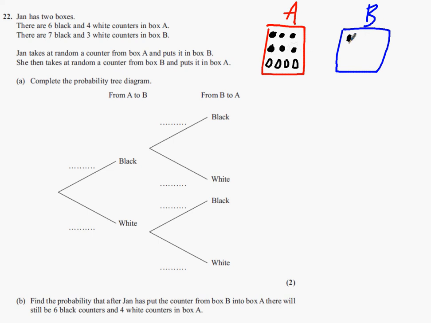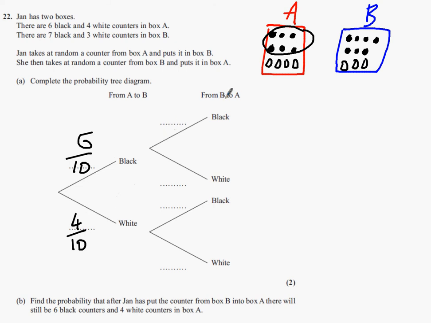And over here in box B there are 7 blacks and 3 whites. There's the 7 blacks and here are the 3 whites. Okay, so the probability of picking out a counter that is black from box A is 6 out of 10. Remember that it has to be a fraction. 6 out of 10. You could simplify that to 3/5, but 6 out of 10 is fine. And the white is 4 out of 10. The probability of picking white is 4 out of 10.